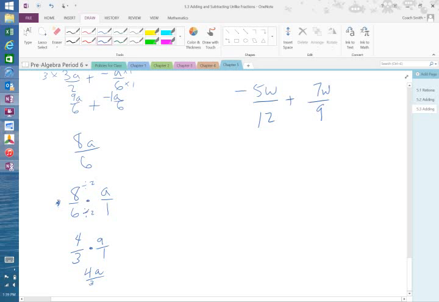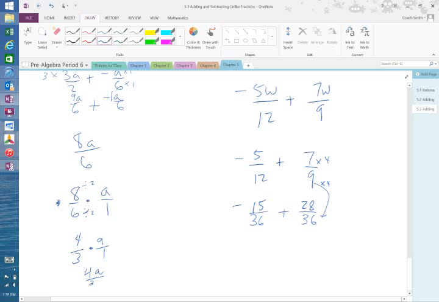Okay, negative 5w over 12 plus 7w over 9. Realistically, you've got to understand that this is exactly the same problem. If I don't have the w's in there, I do exactly the same thing. Common denominator between 12 and 9 would be what? 36. Okay, 3 times 12 is 36, so negative 15 on top. Multiplied here by 4. So 4 times 7, which is 28 on top.